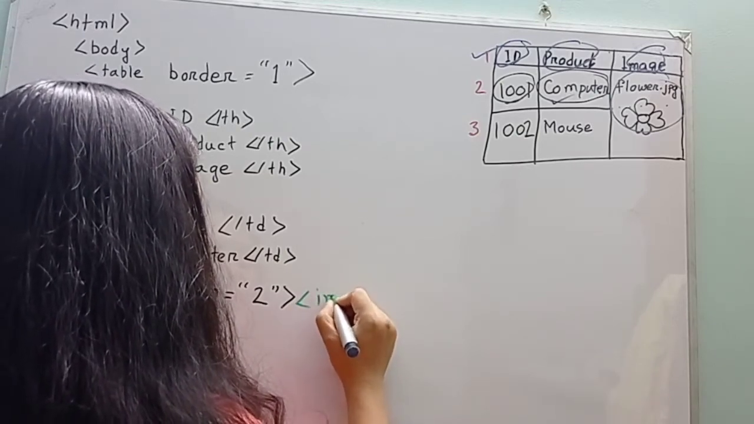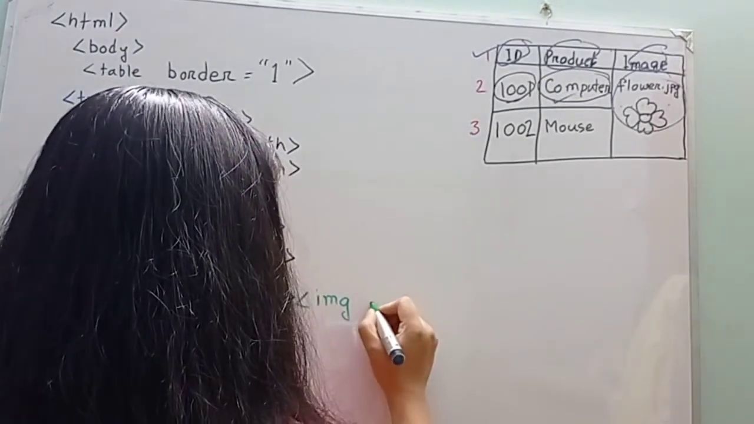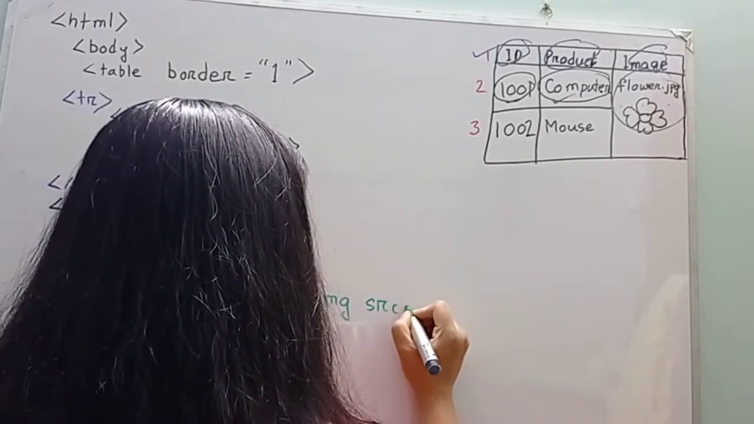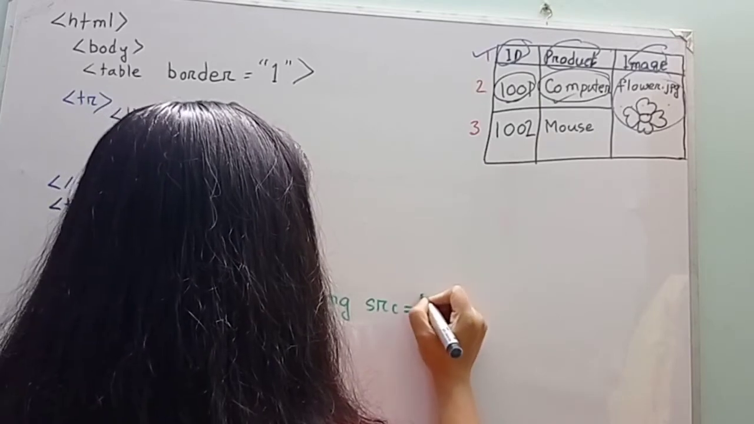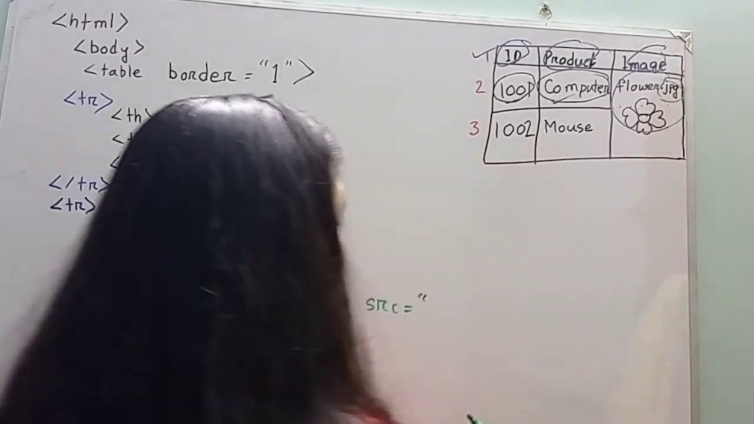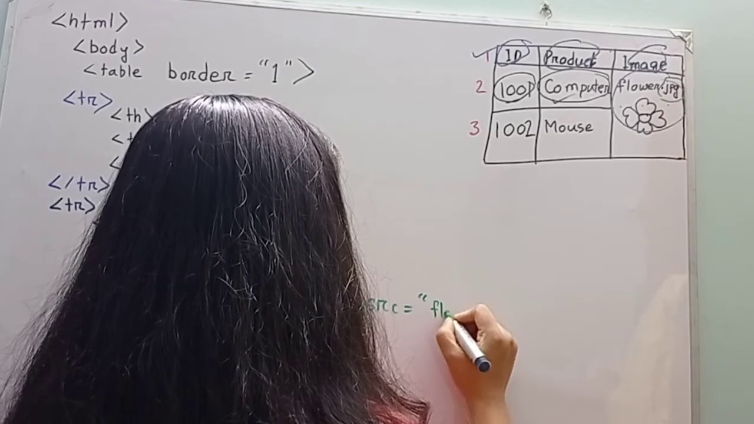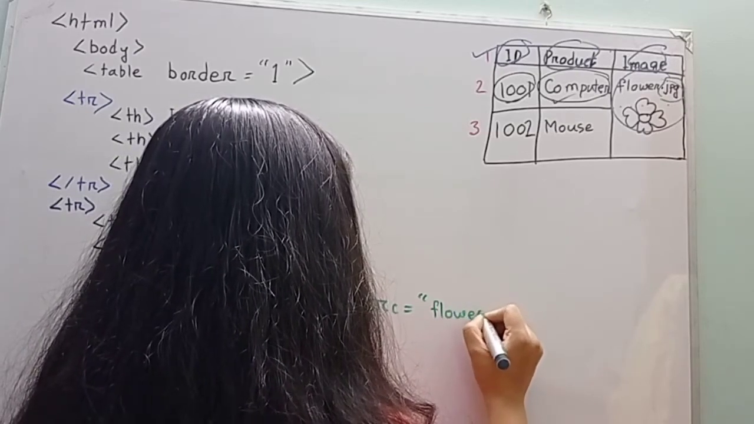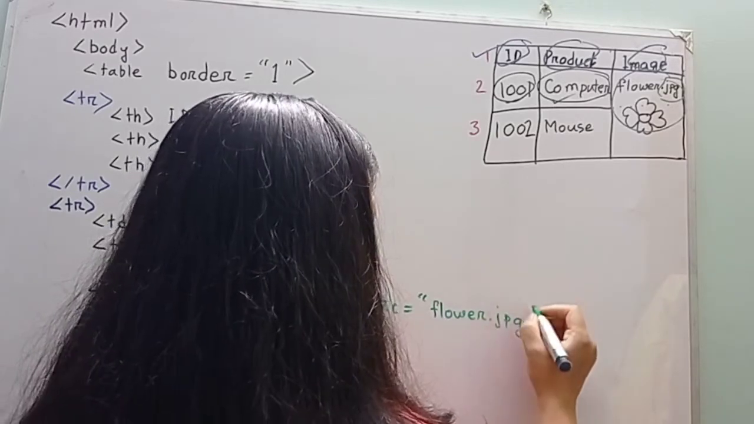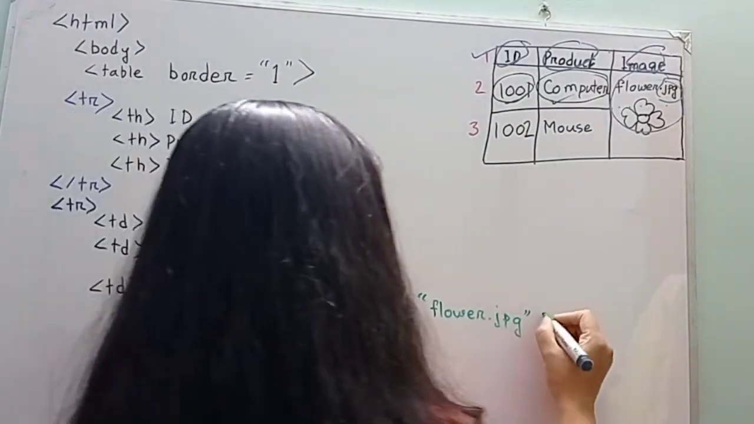So img. And in the img tag, an extra attribute is used, which is called source, src. You have to put a space, then src equals, then you have to write the name, that is flower.jpg. .jpg is the format of the image, which is very important. Whenever you write it, you must focus on the format of the image, whether it is PNG or JPG or JPEG.